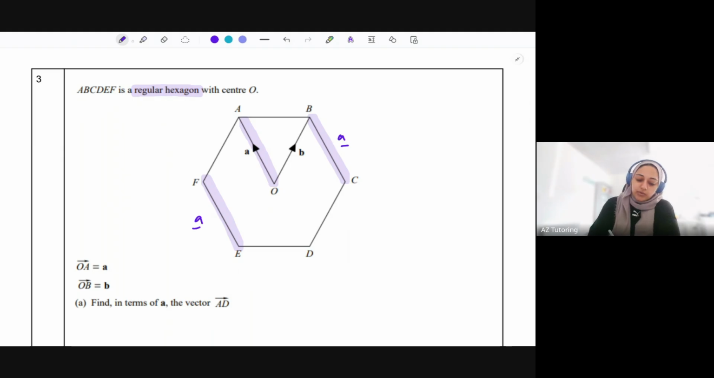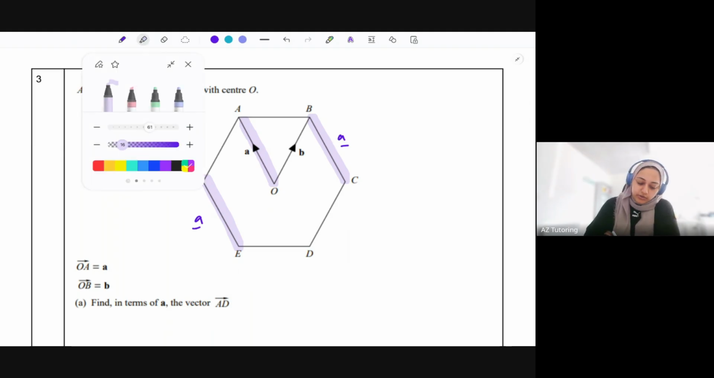And likewise with the other parallel lines, so I'll just use a different color.